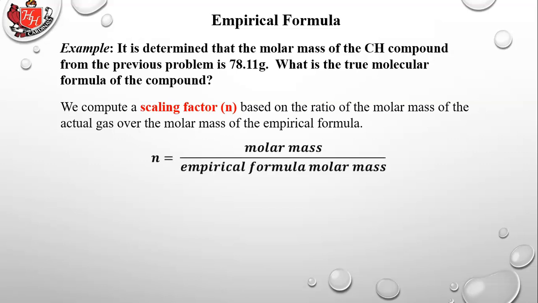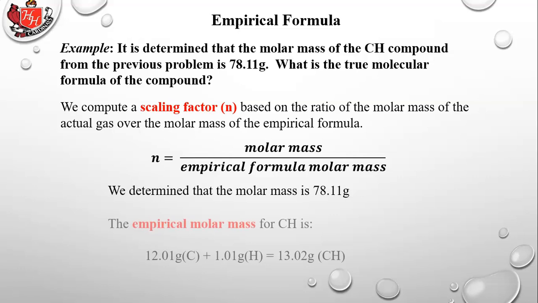So what is that? So there's the formula: the actual molar mass, 78.11, over the empirical formula molar mass. So we determined the molar mass is 78.11. For the empirical molar mass, you simply take the empirical formula CH and you calculate the molar mass the way you normally would from the periodic table.